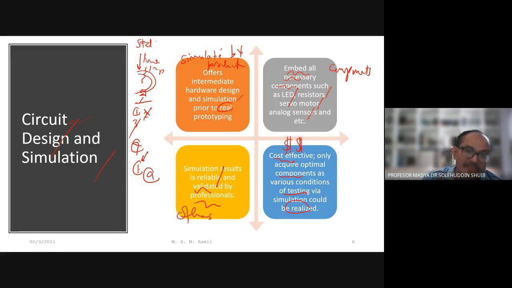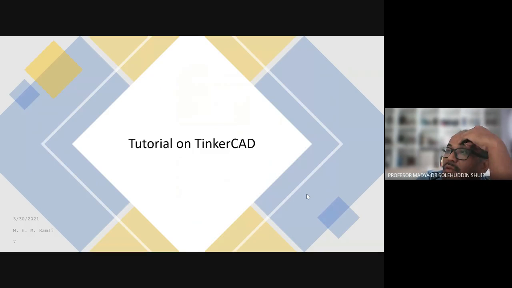So only acquire the optimal components when you want to do testing. That is very important. That's the beauty of simulation. That is related with IR 4.0: we do the simulation before the actual one. Okay, this is a tutorial. I think you can try this on your own. Take your own sweet time. Do it on your own and make sure you discuss with your group members.